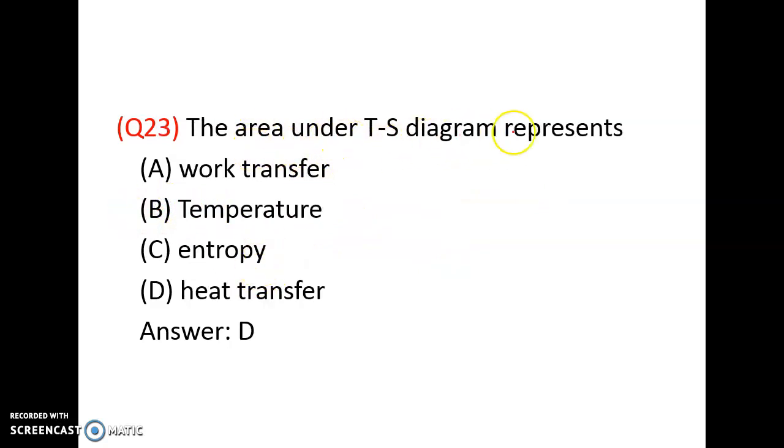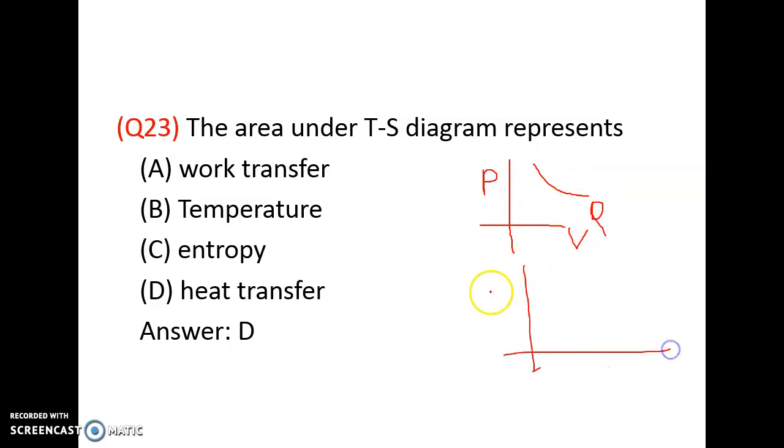The area under a TS diagram represents work transfer, temperature, entropy, or heat transfer. The area under a PV diagram represents work done, PdV work, but the area under a TS diagram represents the heat transfer. So option D is correct.